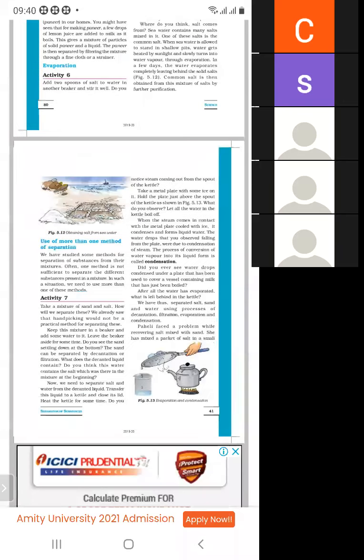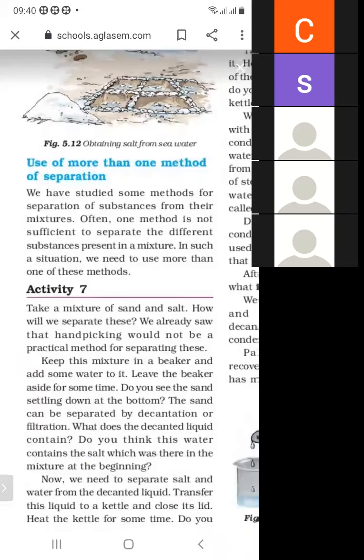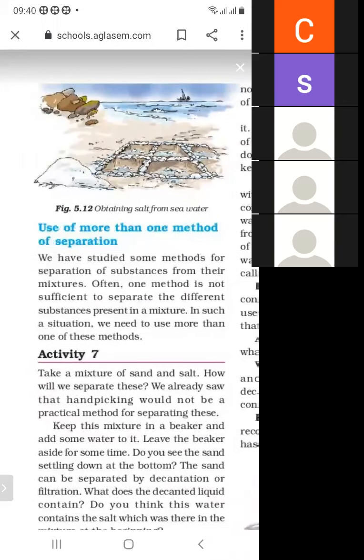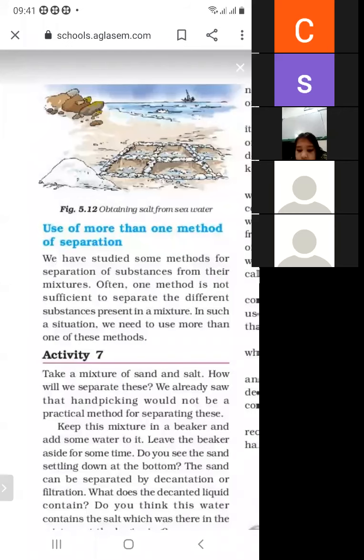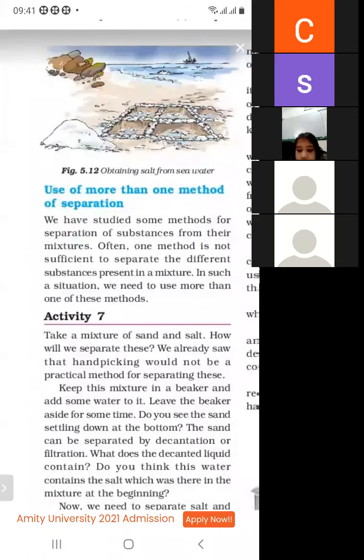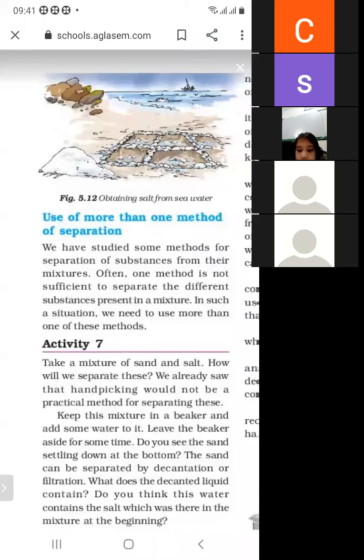So next, this is figure 5.12. How can we obtain salt from the seawater? So this is the process of obtaining salt from the seawater, and the use of more than one method of separation.